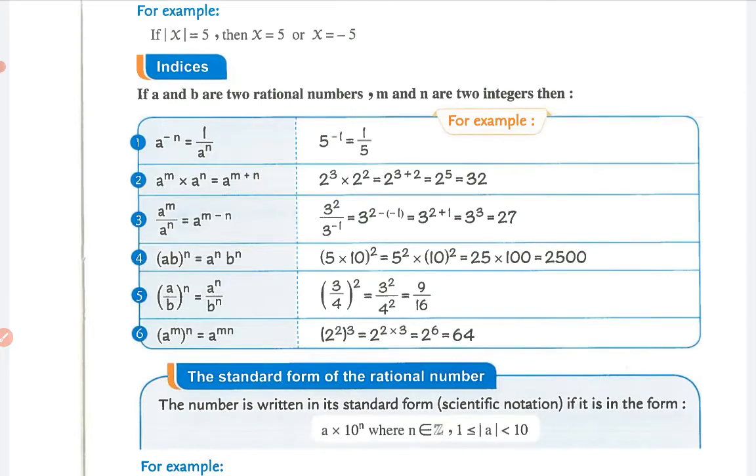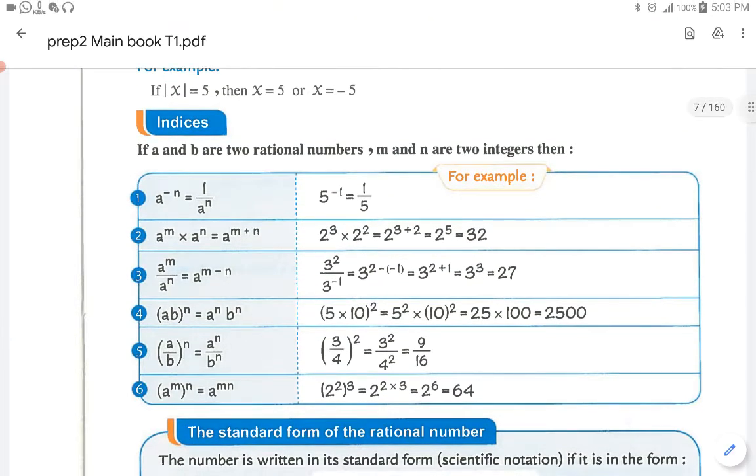Indices، هنتكلم عن الانديسز أو باور. a to power negative n equals 1 over a to power n. يعني معناها إنه لو عندي number with power negative it will be 1 over this number to the power positive.